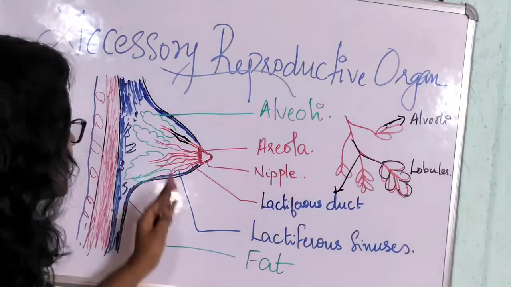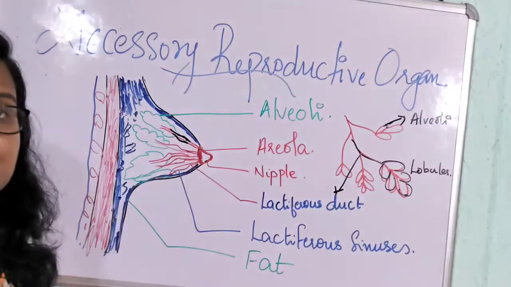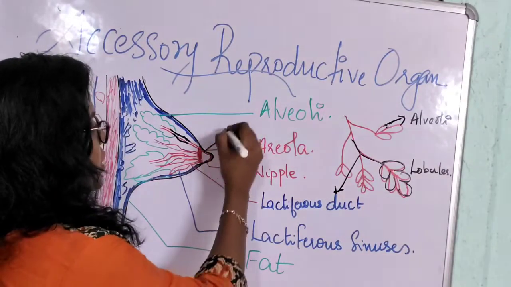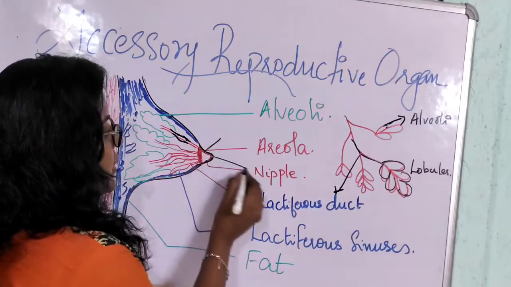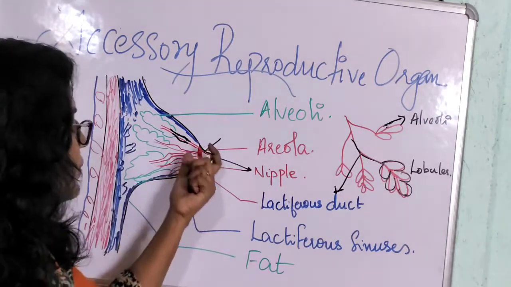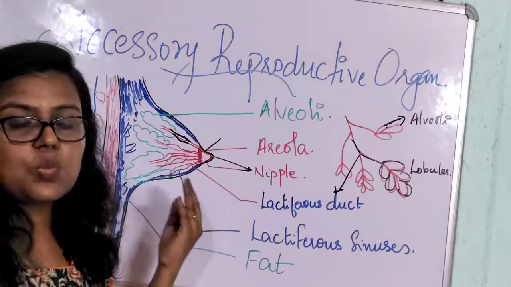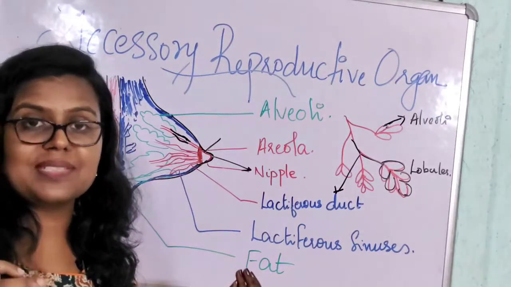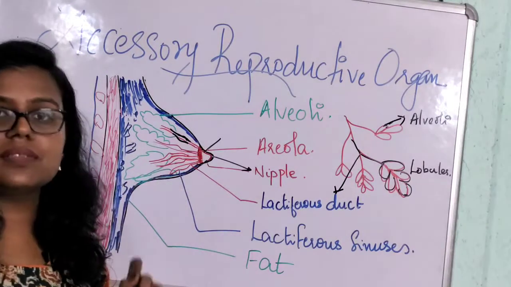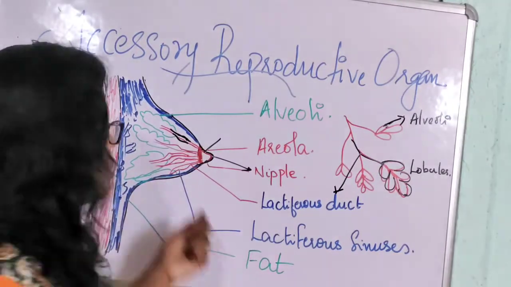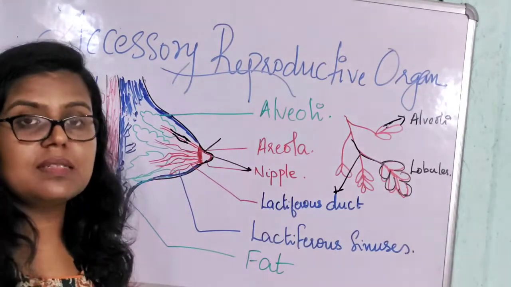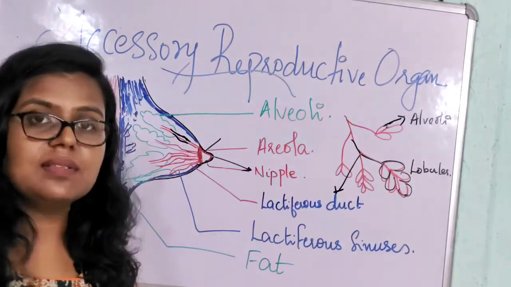Next, moving to the second part, that is the nipple. There is a small conical-shaped structure known as the nipple. In this nipple, nearly 16 to 18 small pores are present. Why are these pores present? Through them the lactiferous ducts open. That is why the small pores are present on the nipple, which helps the baby to suck the milk.